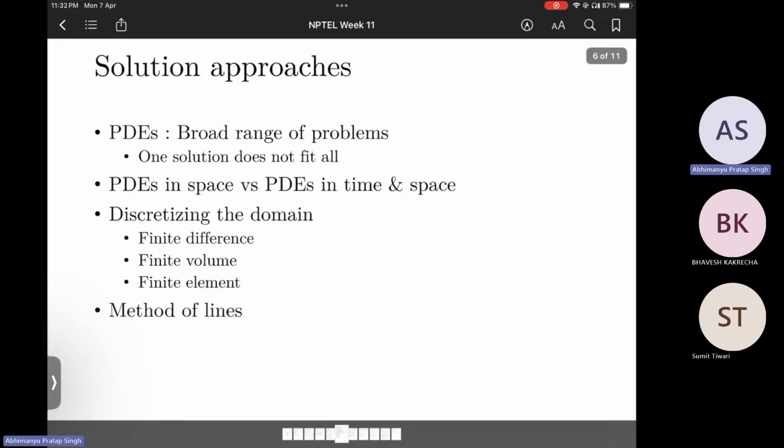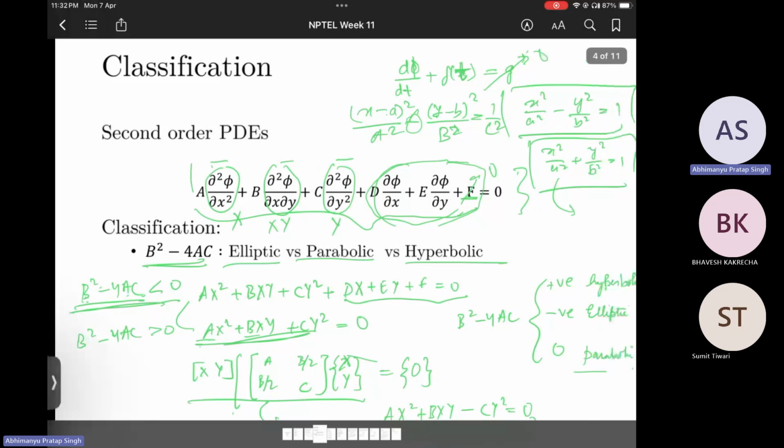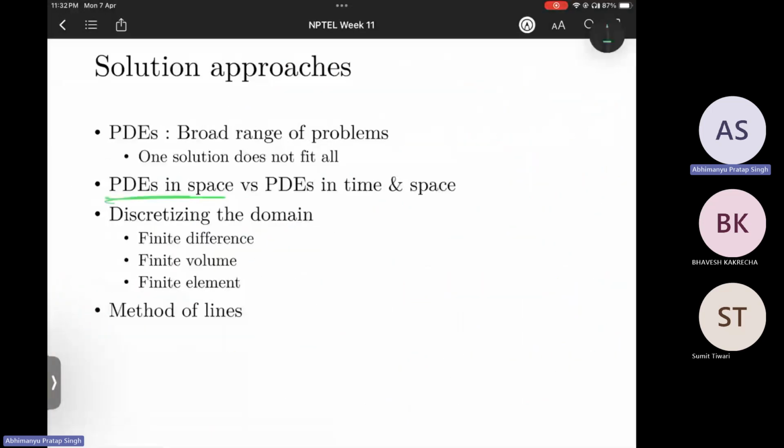We have PDEs in space, like the Poisson equation or Laplace equation, and then we have PDEs in time and space. Both of these need to be solved using different approaches, right?